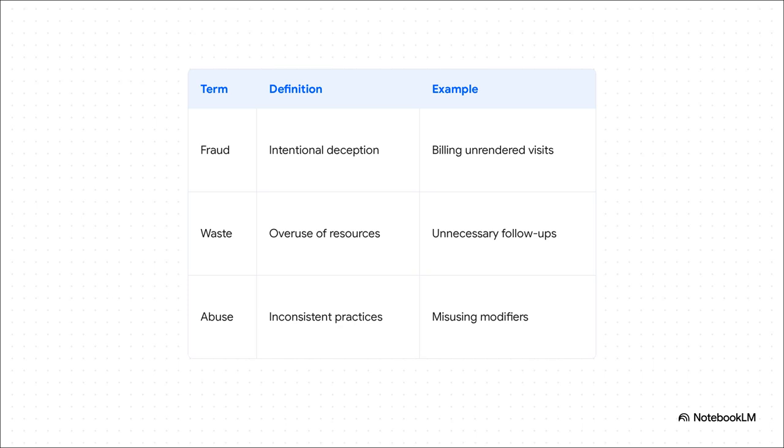Fraud is intentional deception. That's upcoding a visit you know for a fact was simple or billing for a service you never rendered. Waste is essentially just bad resource management, like ordering tests you don't really need. But take a close look at abuse. Abuse includes practices that are inconsistent with sound medical or fiscal rules, like just repeatedly slapping a modifier 25 on claims purely to bypass an automated edit. The scary thing is, you don't actually have to be malicious to be guilty of abuse. You just have to be negligent.